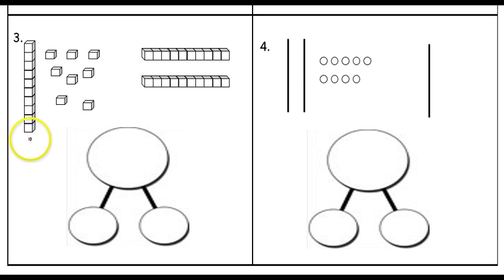In the next problem, I have a group of 10, and then I have 8 single cubes, so that would be 18. I'll show that on one side of my number bond. On the other side, I have two groups of 10 or 20. I'm going to combine all of my cubes, and since I started off with one group of 10 and 8 single cubes, and I'm adding two groups of 10, that means I now have three groups of 10 and 8 single cubes, or 38. So 18 plus 20 equals 38.